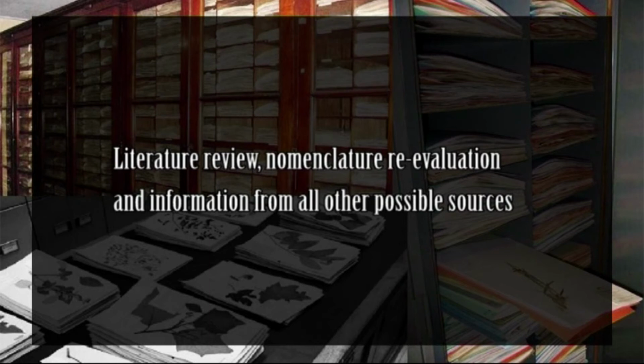It has exhaustive information of the taxon, including literature reviews, nomenclature reevaluation, and information from all other possible sources gathered and analyzed. It helps to produce a clear taxonomic treatment of a taxon, often stabilizing the classification. A revision is a less comprehensive treatment and includes studies of a specific group within a taxon, generally carried out to resolve taxonomic confusions in that group.